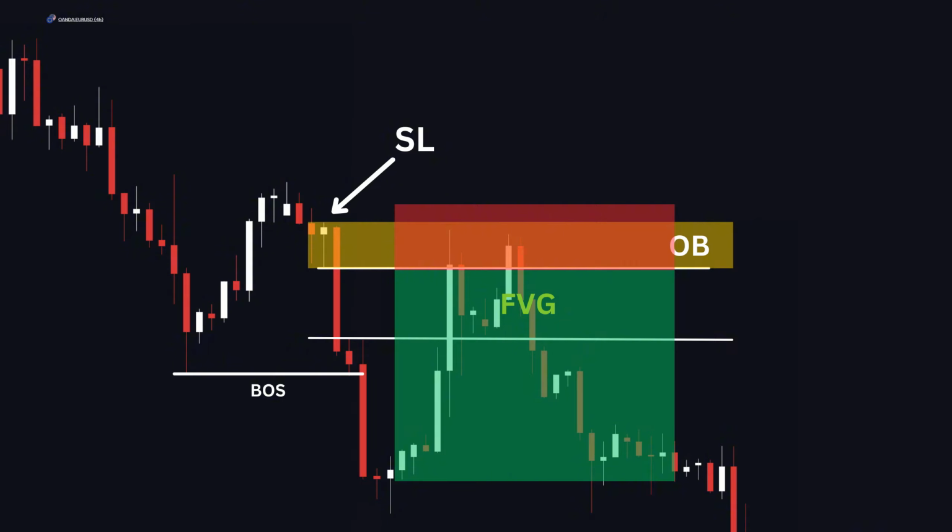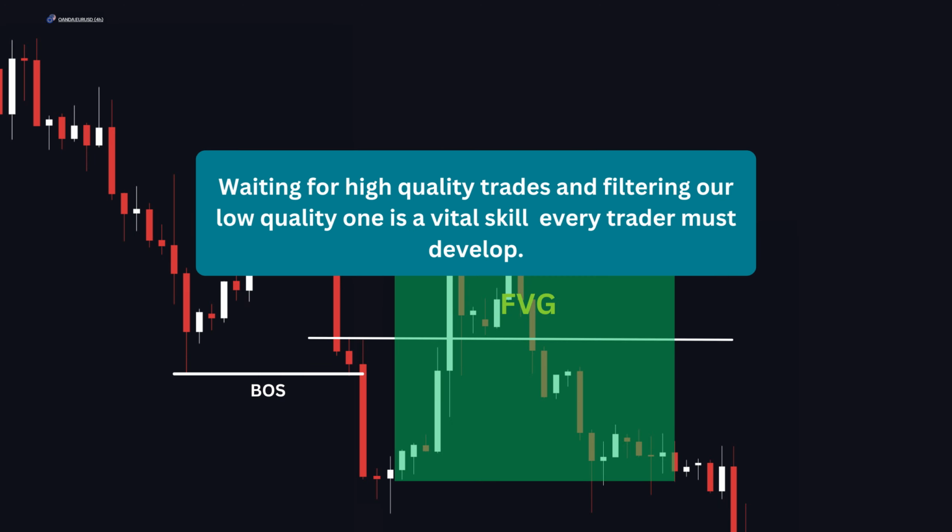If the order block is too large, then we will set our limit order in the middle of the order block zone. Here's an important point. Waiting for high-quality trades and filtering our low-quality ones is a vital skill that every trader must develop.